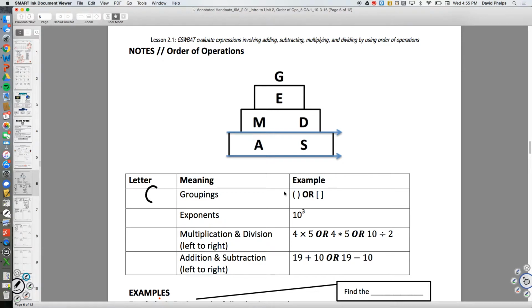The G stands for groupings. That's these kind of symbols, either parentheses or brackets. The E is exponents. Those look like this. The M and the D, they are on the same layer, multiplication and division. And then A and S, addition and subtraction, also on their own layer.